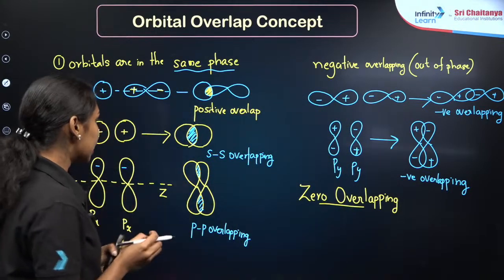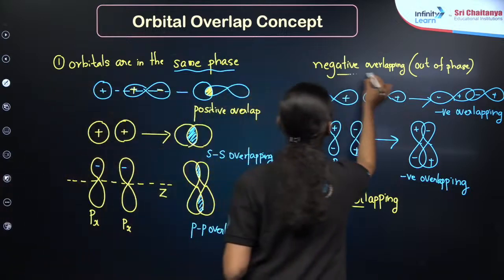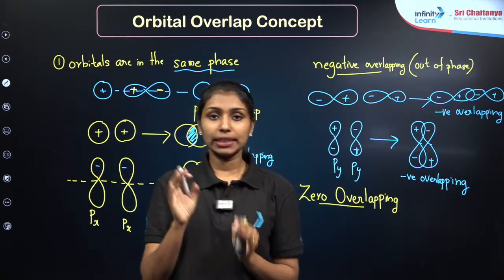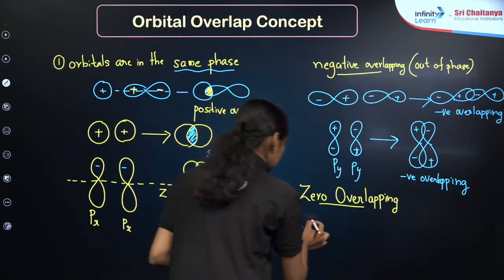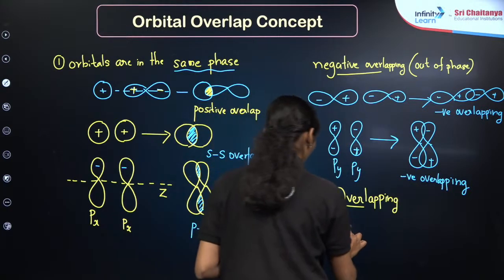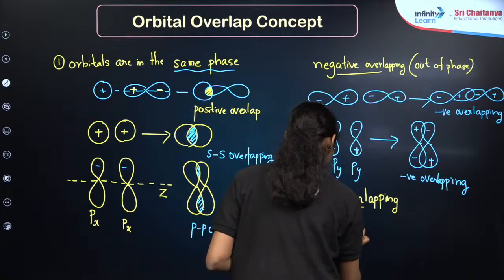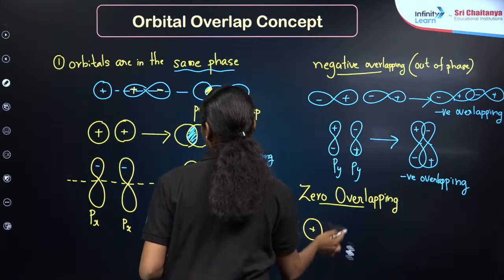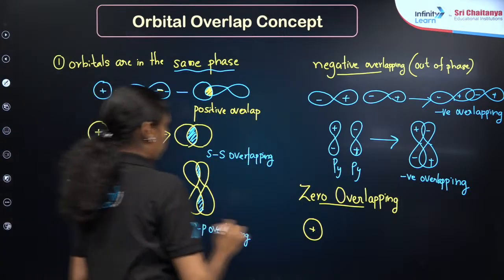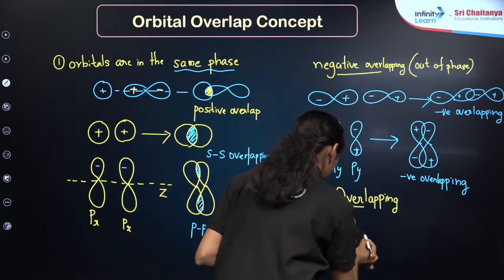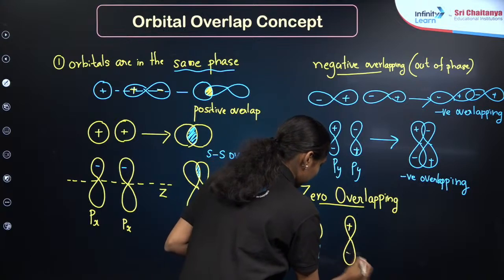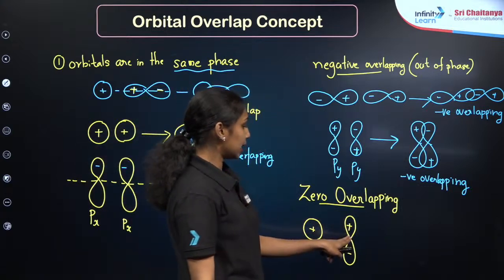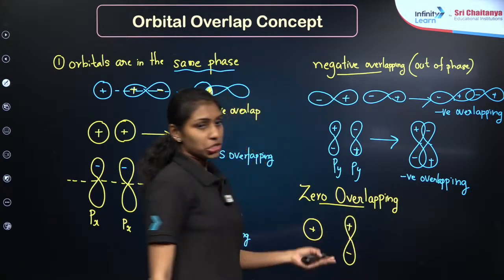Yes. Next is the third concept, that is zero overlapping. If we are considering the positive and negative overlapping, we consider that all the atomic orbitals will be in the same orientation, right? So, if I am taking here, this is the orbital, right? This is the orbital plus. What will happen here? This is the positive one and again this is the positive one, right? This is spherical and this is like a dumbbell shape.